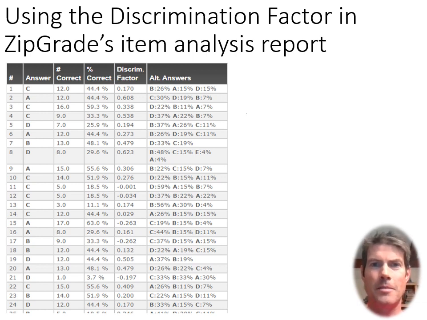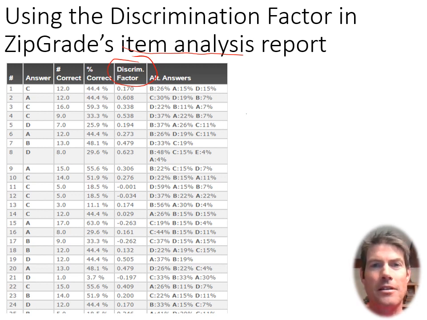If you use ZipGrade, I really encourage you, when you look at your item analysis report, to look at this discrimination factor. It's kind of hidden in there. It kind of sounds bad. It kind of sounds negative. Like, I don't want to discriminate. But what it does is it tells you basically the quality of your questions.